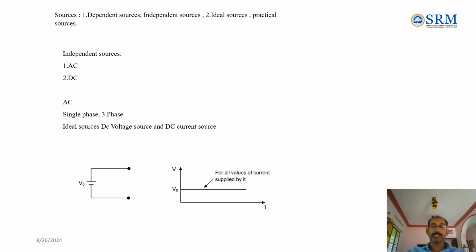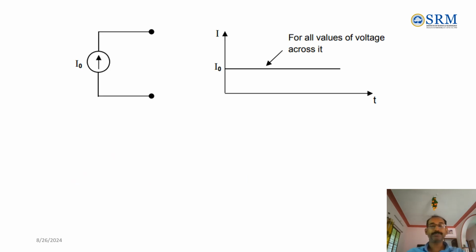Ideal sources, the DC voltage source and DC current source, are shown in the figure. This is known as an ideal voltage source because there is no internal resistance. If it is a practical voltage source, there will be an internal resistance here, right? So this is the terminal voltage, plus and minus. As it is an ideal voltage source, the same voltage you will get here. If it is a practical voltage source, some portion of the voltage will be dropped here. The remaining voltage will be obtained as the terminal voltage, right? Fine. This is the representation.